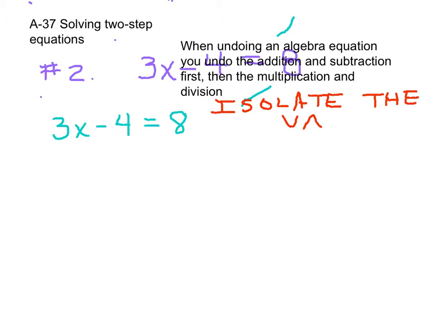So as I do number 2 down here, my goal is going to be to get x is equal to something. The first thing I'm going to do is I have this minus 4 here. So I'm going to undo all my addition and subtraction. To undo subtraction, I'm going to add 4 to both sides of the equation. So let's go ahead and do that.